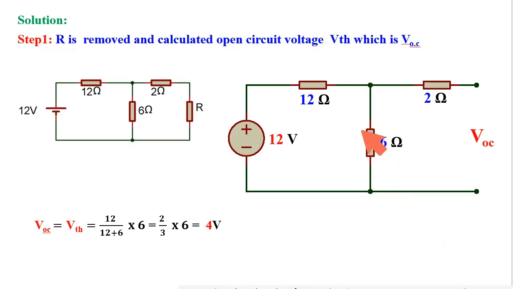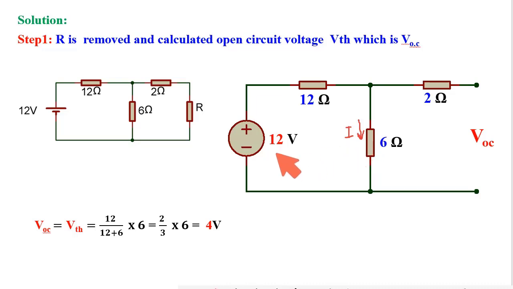What is that? It is just the potential drop across this 6 ohm resistance. So to find the potential across this 6 ohm resistance, I need to know the value of the current flowing through this 6 ohm resistance. That current multiplied by this 6 ohm is the potential drop across this 6 ohm resistance. Now what is this current?